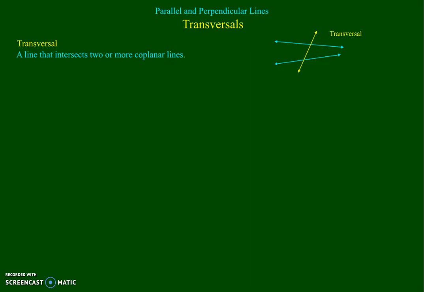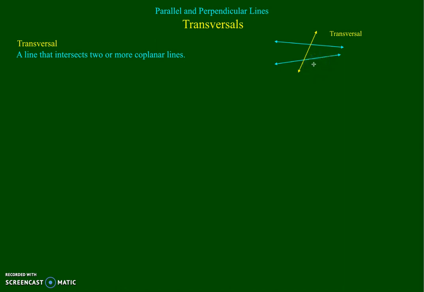This is part 2 of the series Parallel and Perpendicular Lines, and at the end of the last session we began talking about what happens when a line intersects two or more coplanar lines, and we called that a transversal. And we said that these angles that get created are very important angles. So let's go ahead and start this session by looking at those four different angle pairs that are created by a transversal intersecting two other lines.